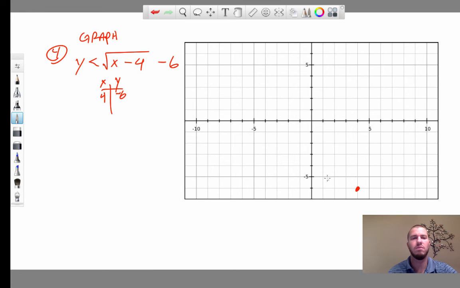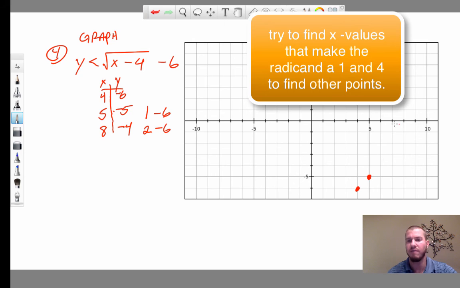I got room to maneuver. What's going to make this square root a 1 is if x is 5. So if I plug that in, that's going to make that 1. So it's going to be 1 minus 6 is -5. And if you notice, because it's not stretched or compressed, that first point is up 1 over 1. And then my next one is going to be what's going to make this radical a 4, which is if x is 8. And if I do 8 minus 4 is 4, square root of that is 2, minus 6 is -4. So I have the point 8, -4.